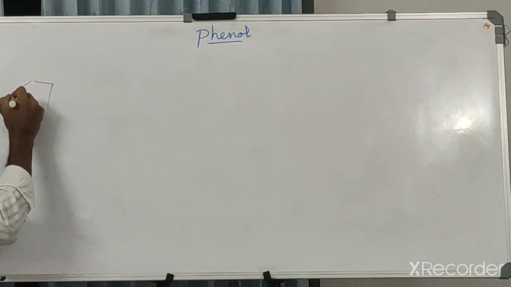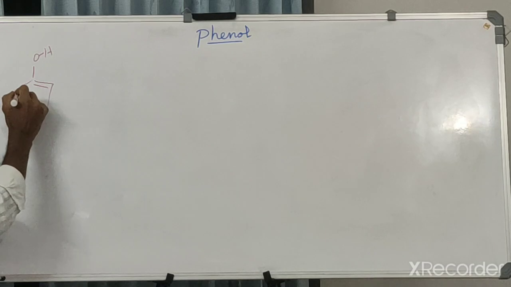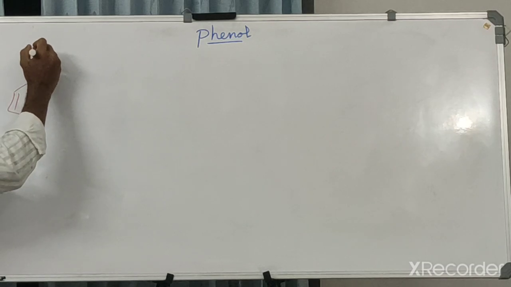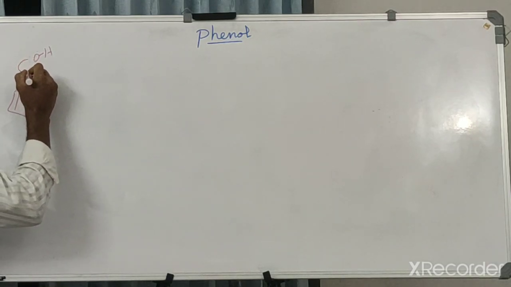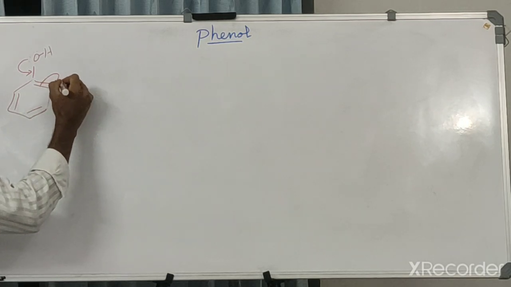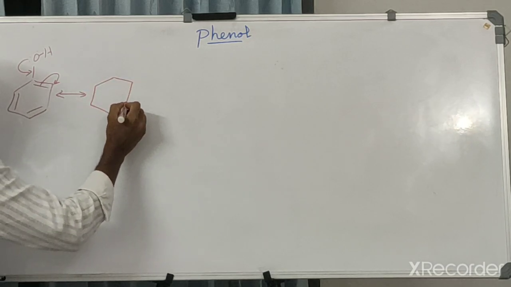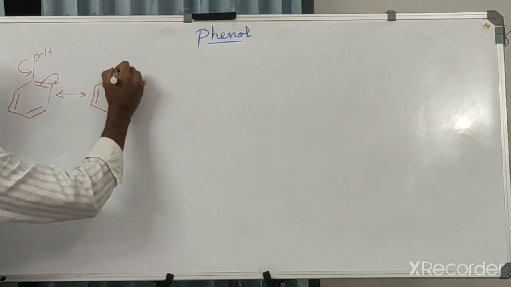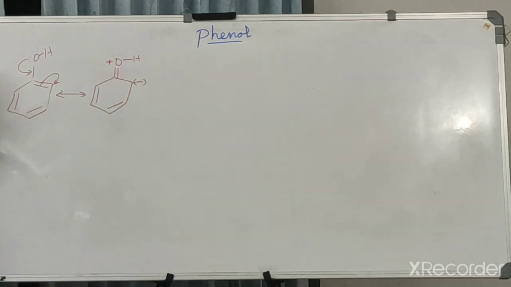This is the structure of phenol with the lone pair, and if another lone pair also is there, the resonating forms of phenol can be drawn. What are the resonating forms? It will be shifted here. So resonating forms are possible there. So phenol is a stable compound. Have a negative charge here. Double bond, single lone pair, hydrogen, and a positive charge here.